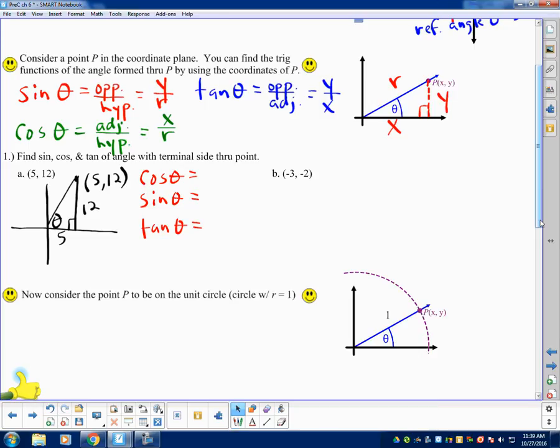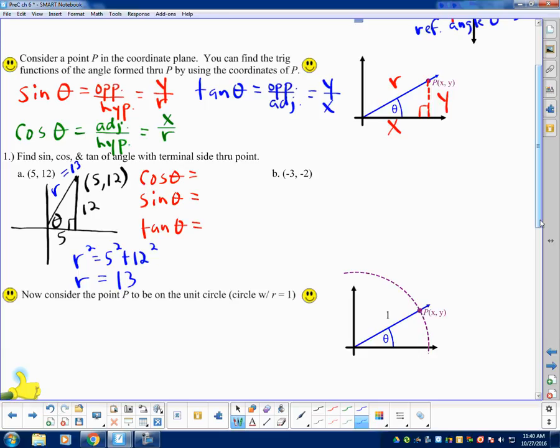Can we find the radius? We have a right triangle. We're given 2 legs. Pythagoras will help us with that. Call this r. r squared equals 5 squared plus 12 squared. Some of you may already know that this is a Pythagorean triple. Maybe you recognize it. It's 5, 12, 13. So it's really helpful if you know your triples. 5, 12, 13 will show up quite a bit. So r equals 13 here.